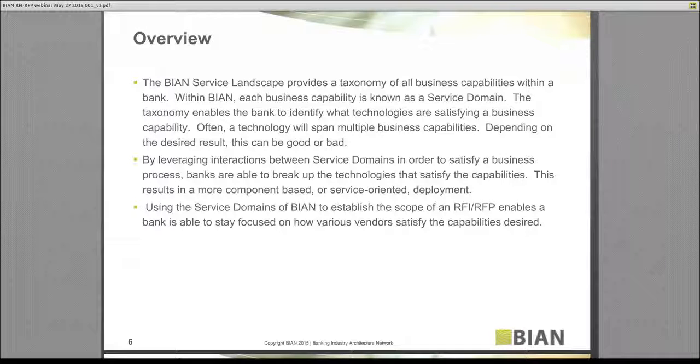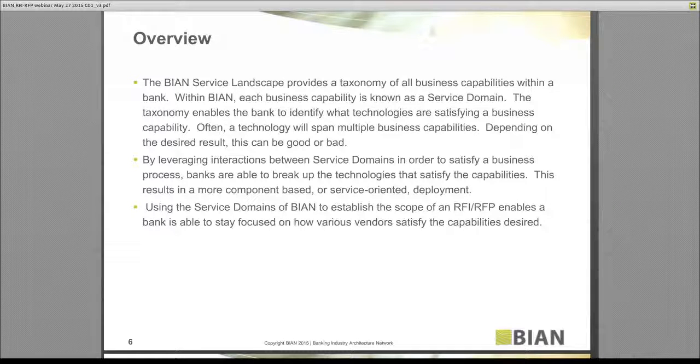satisfy a business process. In BIAN, these are known as business scenarios. We're going to see an example of that as we go forward. The combination of service domains as elemental building blocks, when combined to create business scenarios, enables a bank to break up the technologies, thus leading towards a more component-based or service-oriented deployment of those technologies.